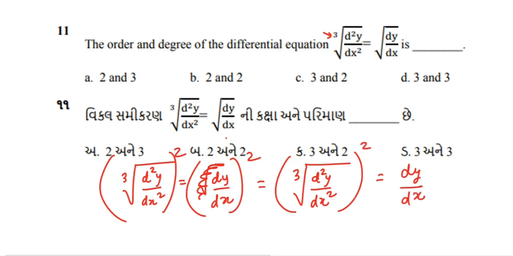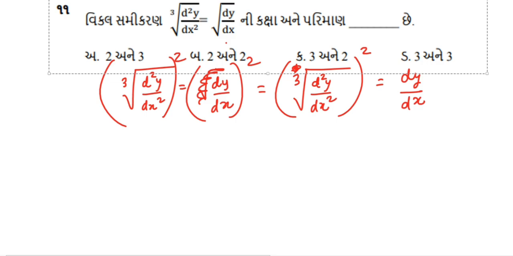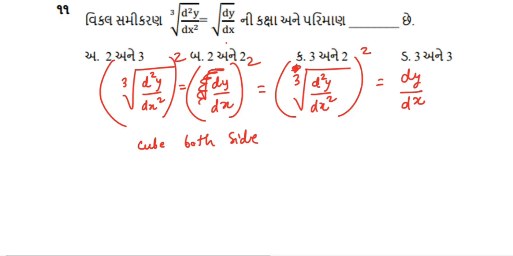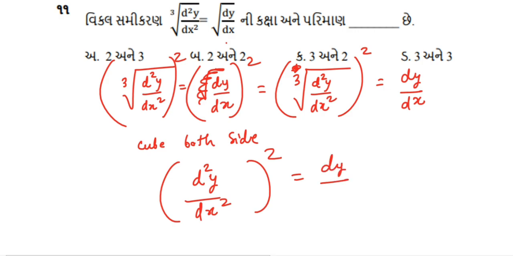Now I have to eliminate this 3 also. So cubing both sides, let me cube on both sides. I will get like this. When I do cubing, this will be eliminated and it will become d square y by dx square, and on the right hand side it will become (dy by dx) whole cube.